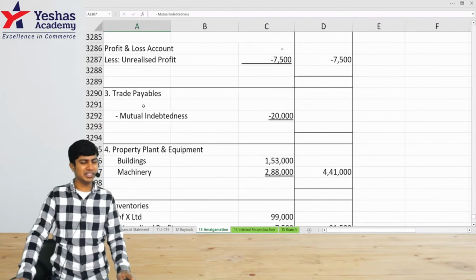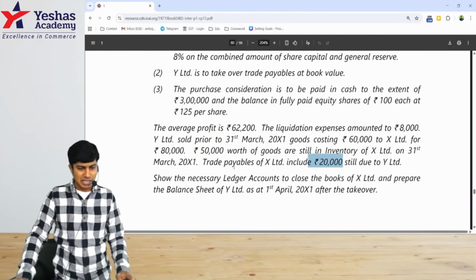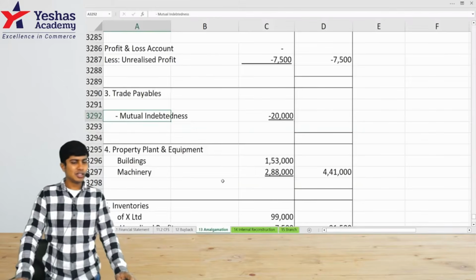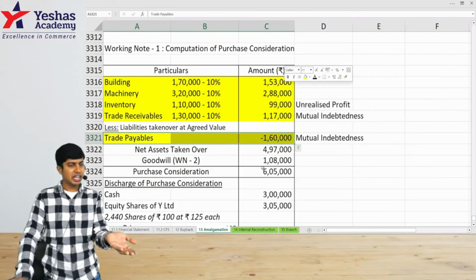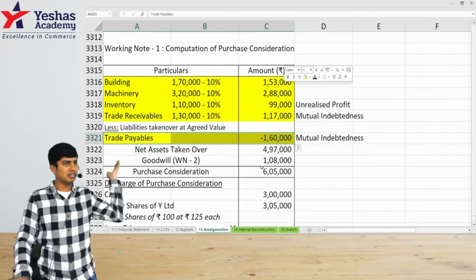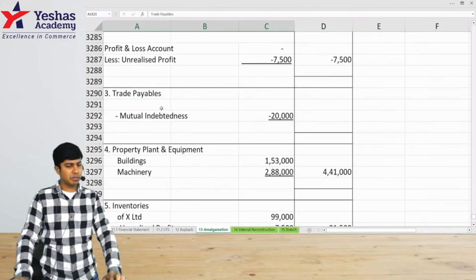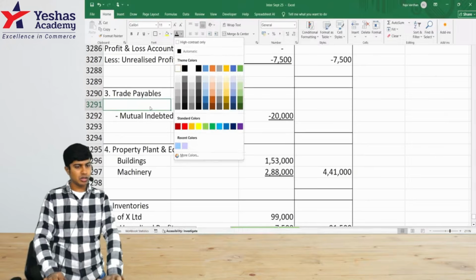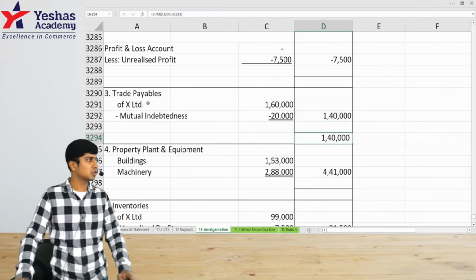Wrong question, but answer that. But you can't tell the institute is wrong when they give the question. So let this be this way. What next after this? That's it. Question is over. So in our entries, we are done till here. Trade payables taken over 1,60,000. I'll write this 1,60,000 also in our notes to accounts. I would write trade payables taken over 1,60,000, eliminated 20, 1,40,000 is the trade payable.